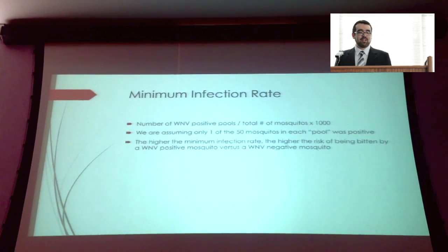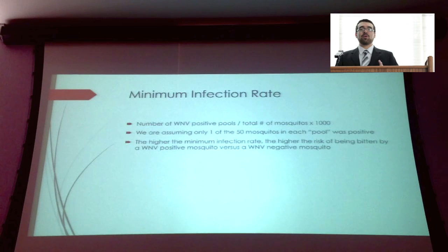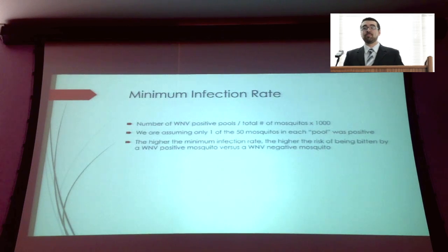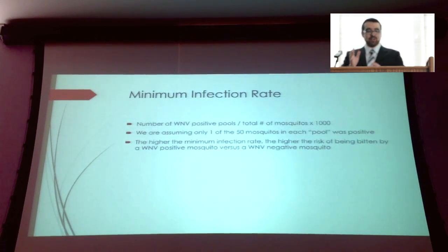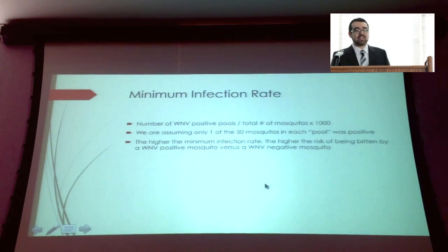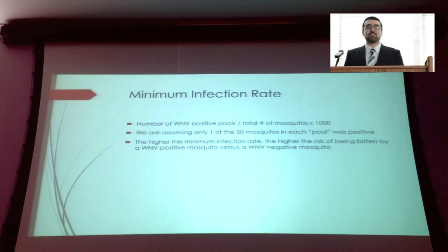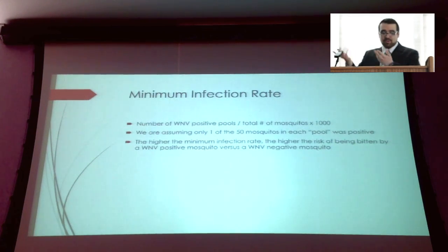This is the number of West Nile virus positive pools divided by the total number of mosquitoes trapped, multiplied by 1,000. And we're assuming that only 1 out of the 50 mosquitoes in each pool was positive. This is a really conservative way of saying this is a minimum infection rate, because it could be that 3 out of those 50 were positive for West Nile virus, but we're not going to make that assumption. We're only assuming a minimum of 1 per unit of 50. So the higher the minimum infection rate, the higher the risk of being bitten by a West Nile positive mosquito versus a West Nile negative mosquito, because there's at least 1 in every 50 for those pools.